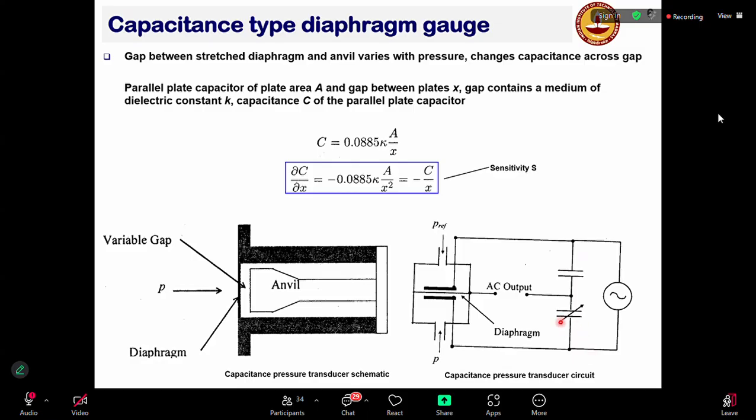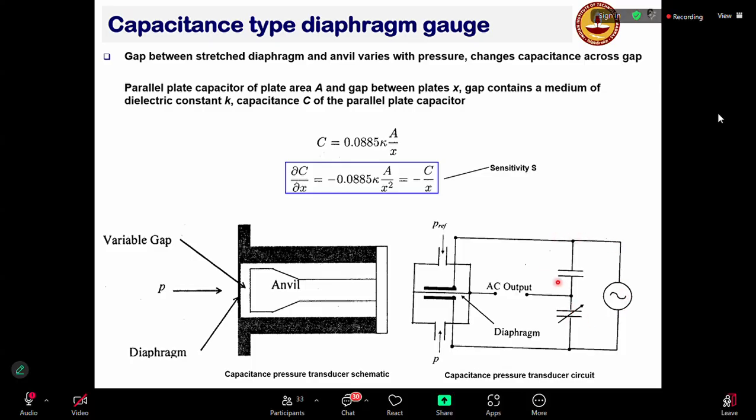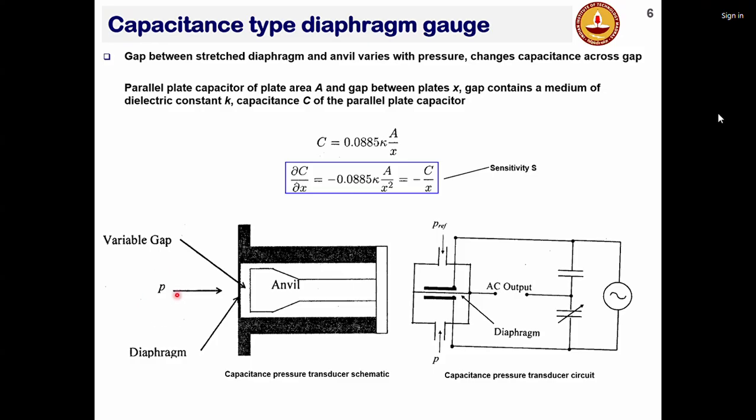Now, this is a variable capacitor. So when these two capacitors differ, there will be a non-zero current. Now, you try to adjust this capacitance until the current becomes zero. And when the current becomes zero, because of the adjustment of the capacitance, there will be a non-zero output. And it is this output that is related to the pressure here. So that is the principle of a capacitance type transducer.